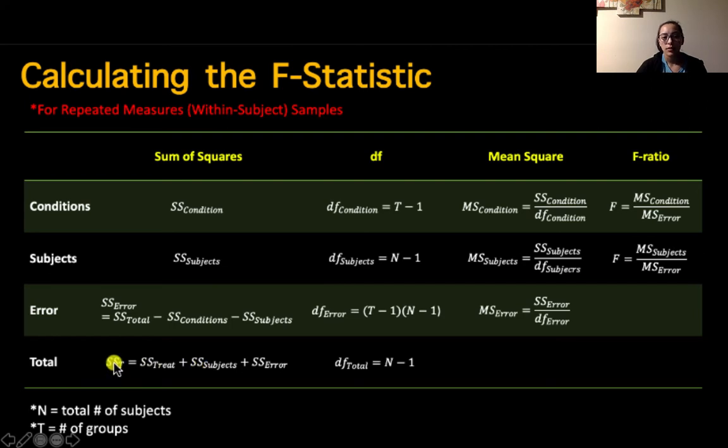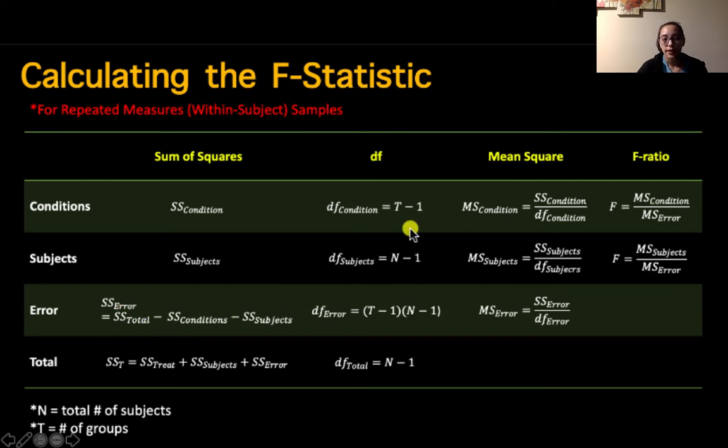Now, our total sum of squares is looking at the total variation for the treatment or the condition, plus the sum of squares of our subjects, plus the variation that we have in our error values. So once we know the sum of squares for our total, the sum of squares for our subjects, and the sum of squares for our condition, we can rearrange this equation on the bottom to end up getting our sum of squares of our error.